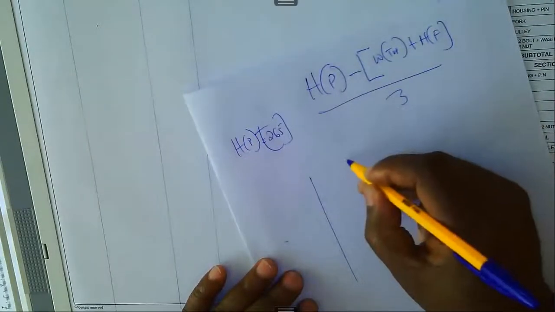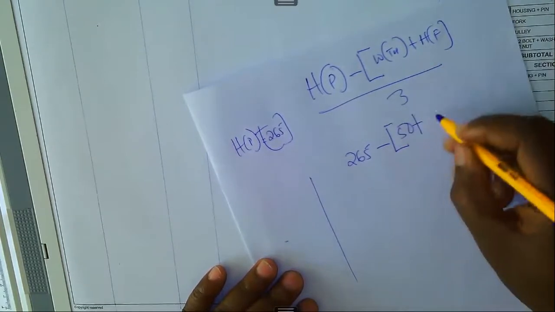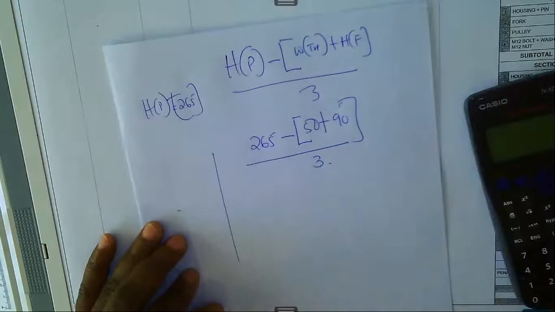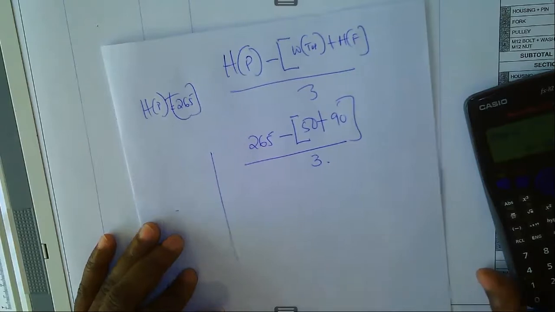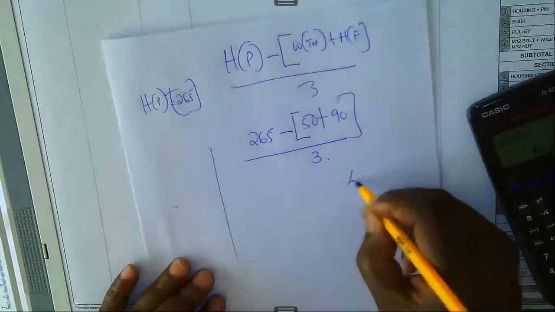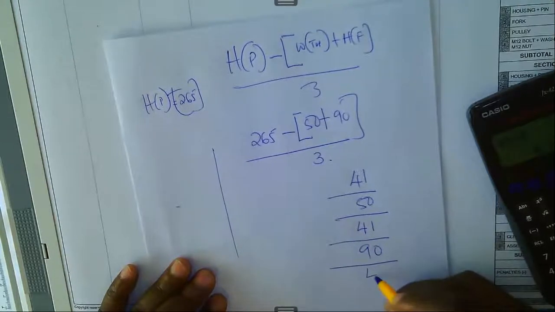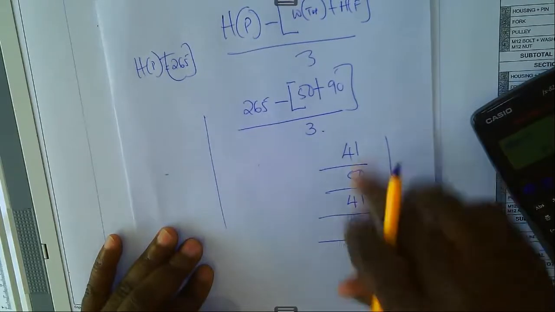Right, okay. So if we are going to calculate this, we are going to say 265 minus, right, 50 plus 90, right, everything divided by 3. Let's do this. 265 minus 50 minus 90, you get 125 divided by 3, but we get about 41. So we are going to say 41, 50, 41, 90, and 41 plus or minus like this, from top to bottom or from bottom to top, whichever way.